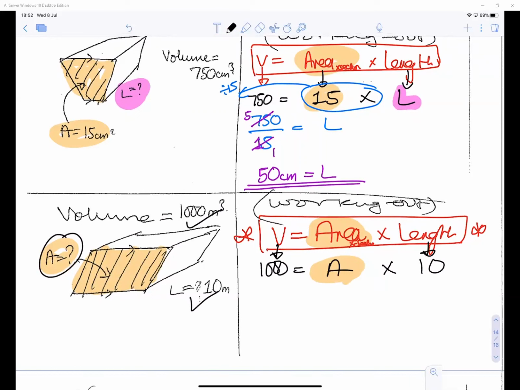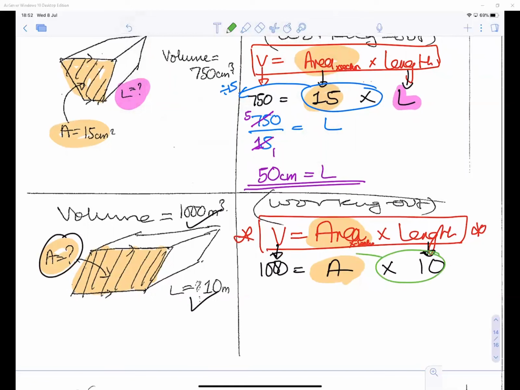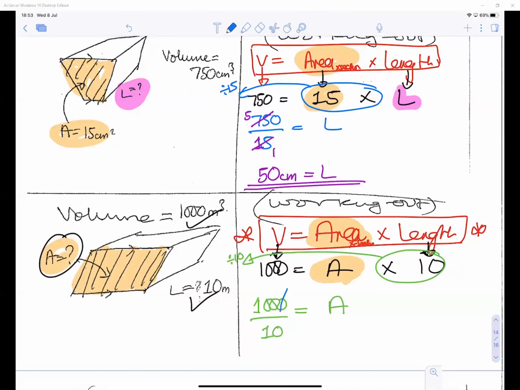So how do I work out the area now? You have to do divided by 10, because divide by 10 is the inverse of times by 10, and we want to get A by itself. So what is 1000 divided by 10? 100. So then the area is 100. So the area is 100 what? Meters squared.